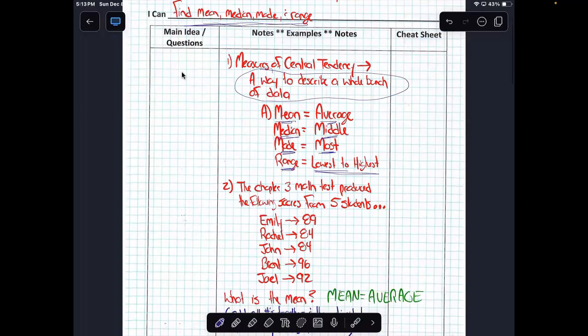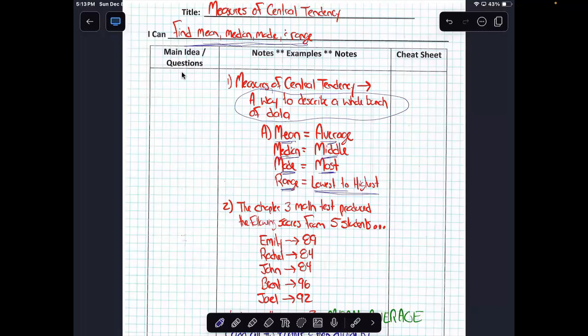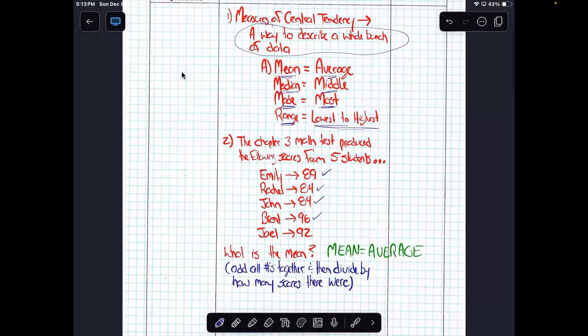The example we're going to use to find all of these would be a Chapter 3 math test among 5 students. So here's our little word problem. The Chapter 3 math test produced the following scores from 5 students. Emily scored an 89. Rachel had an 84 on the test. John also had an 84 on the test. Brent had a 96. And Joel scored 92. So we're going to talk about 4 different ways to describe this data: mean, median, mode, and range.